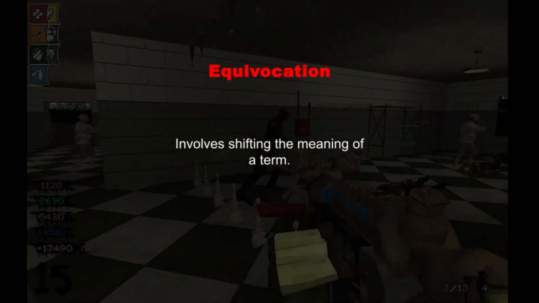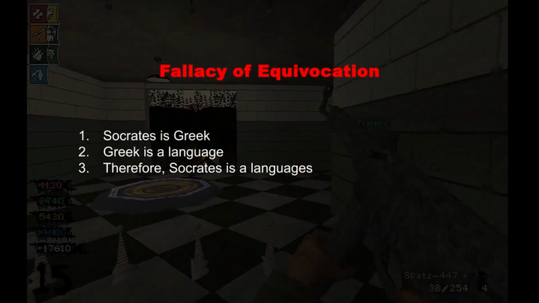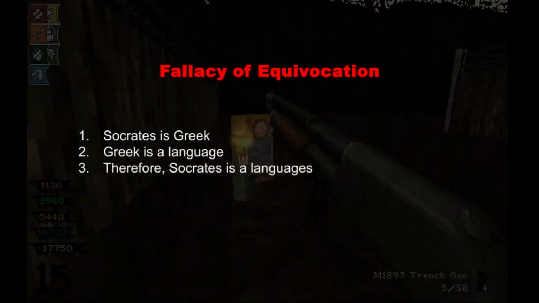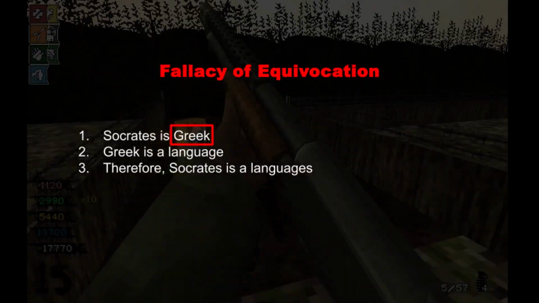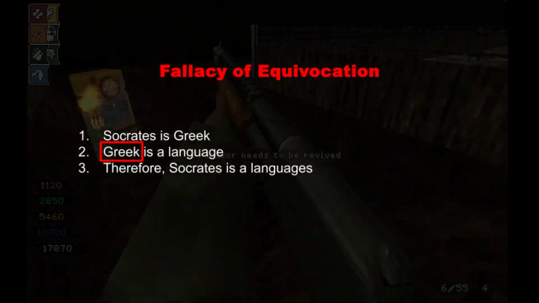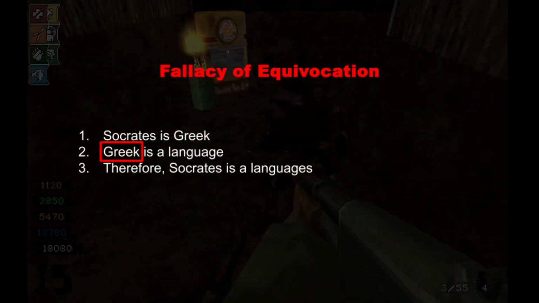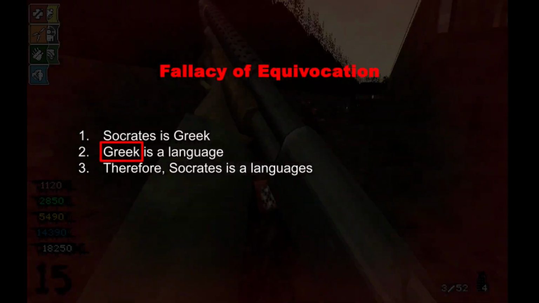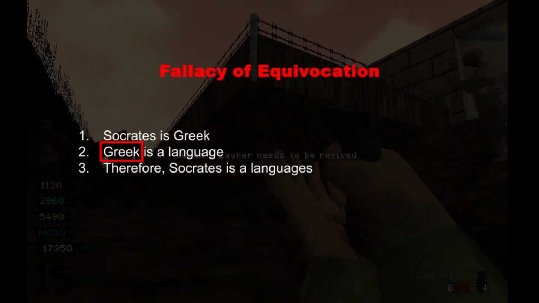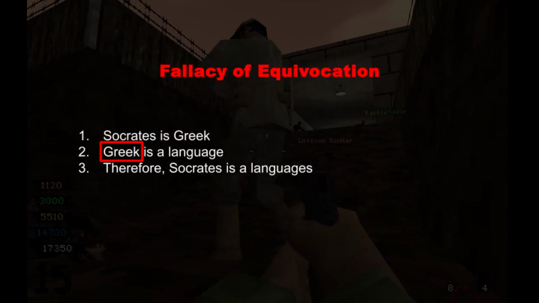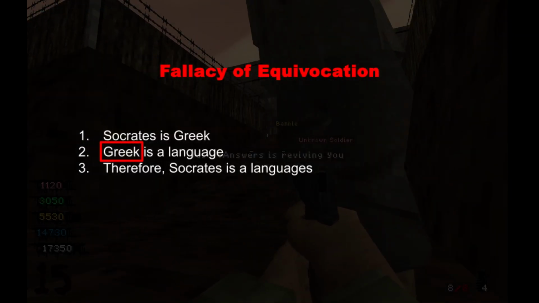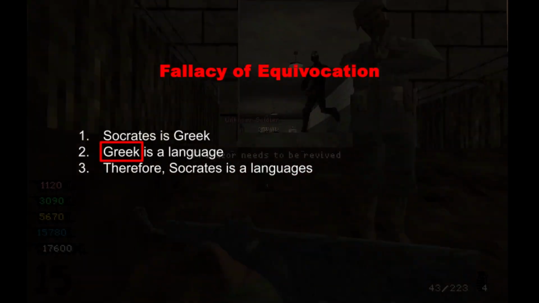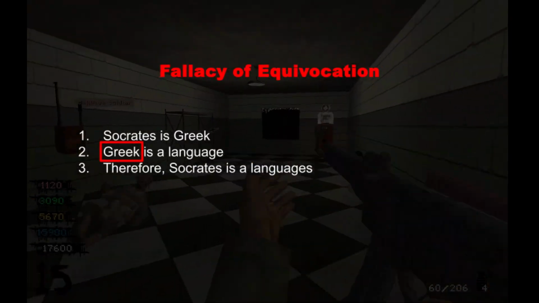Now, to give the first example of this, an equivocation is basically when you shift the meaning of a term, right? So let's go through this example. Socrates is Greek. Greek is a language. Therefore, Socrates is a language. Now, here, this argument is invalid because we've used Greek in one way here, and then we've used Greek in another way in the second premise. And so, therefore, the conclusion doesn't follow. Because, as said before, the way Greek is being used is in two different senses. And since you're using Greek in different senses, you can't make any inference there. So it'd be like saying Socrates is F, G is a language, therefore Socrates is a language. Since F and G are different, there's no inference there.